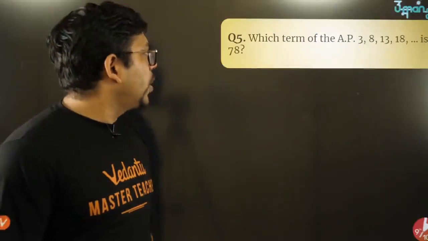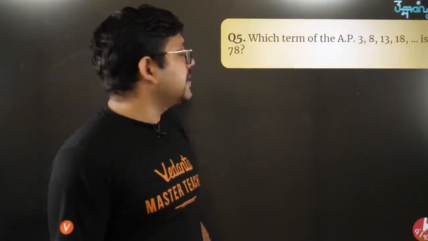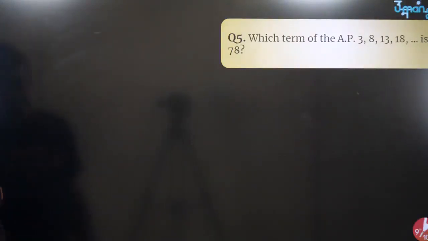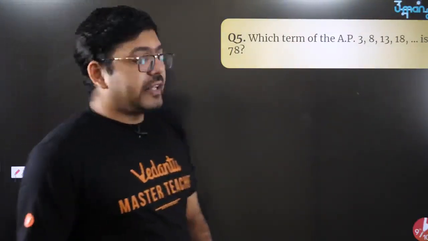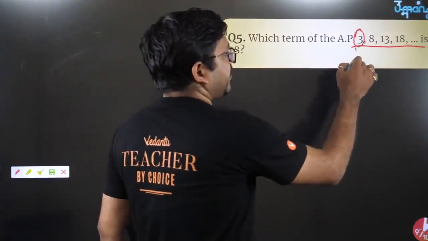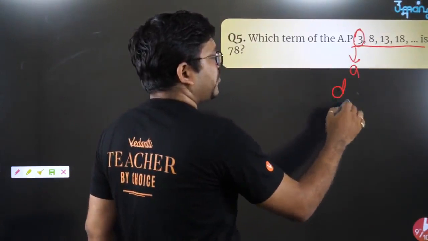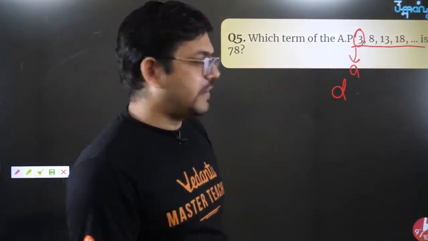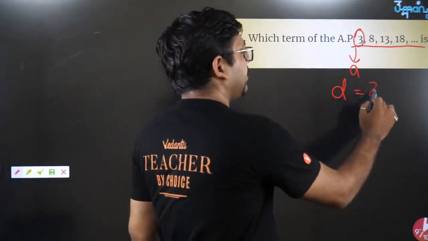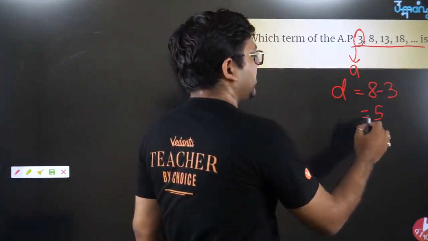Okay, moving on. This is the next question. Which term of the AP is 78? A little twisted question, but almost the same. The question is saying that you have been given an AP. In this AP, I can very easily find that this is my first term, and the common difference, if someone asks, I'll find that as well. How? Second term minus first term. So D I will find as 8 minus 3. 8 minus 3 is 5. This is your D.